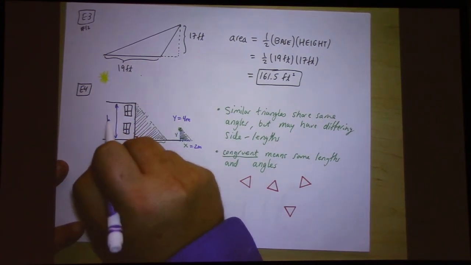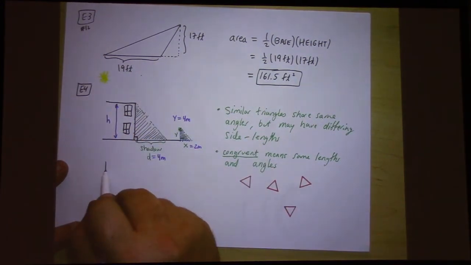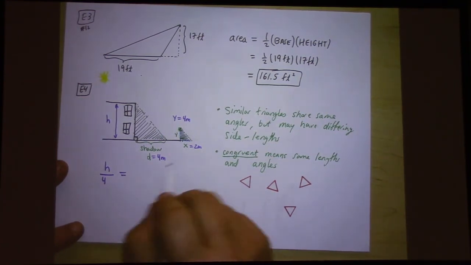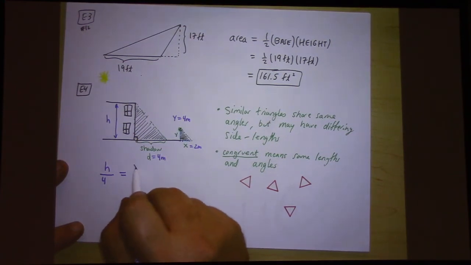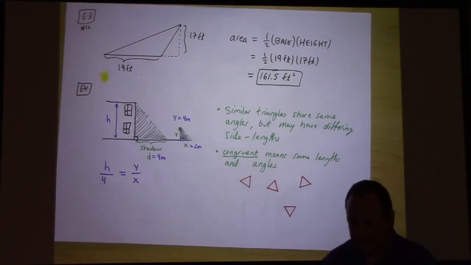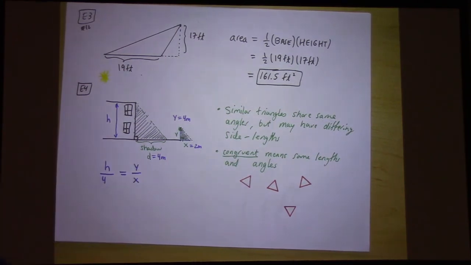What's the height? So here's the way it works. The height divided by 4 meters, right, should be equal to the y over x. See, that's what I'm doing, this is the similar triangles. The ratio of matching sides of similar triangles has to be equal, right? Now you can solve that. We don't know h, right? So solve for h. Can you guys do it?